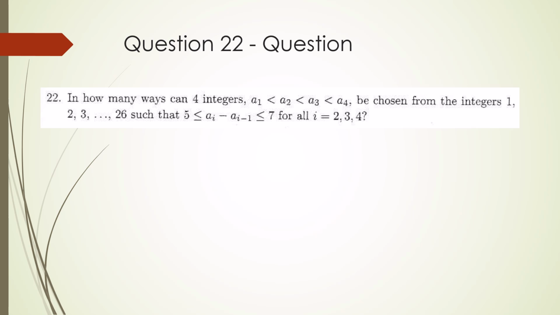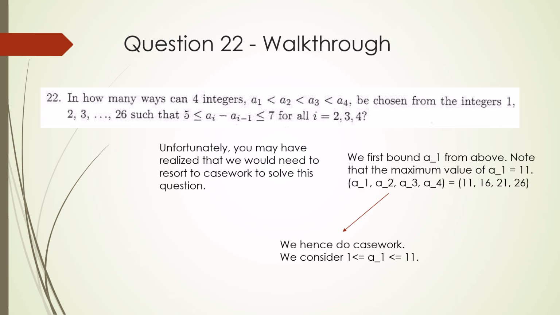Then we can look at question 22, which I myself struggled with. It asks how many ways 4 integers can be chosen from a particular set such that the constraints are satisfied. The issue with questions like these that involve permutations and combinations is that sometimes they are a bit tedious. And that is unfortunately the case for this question as well. So you can pause now if you want to, but here's a walkthrough.